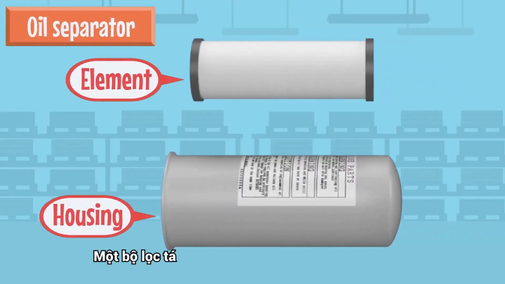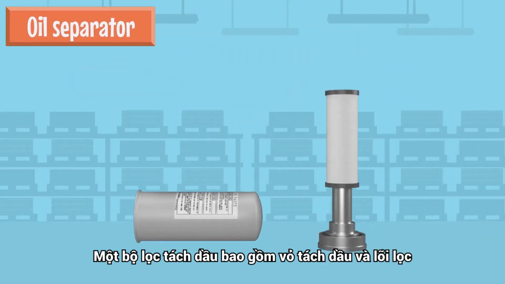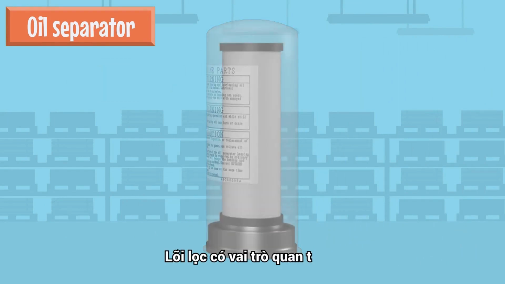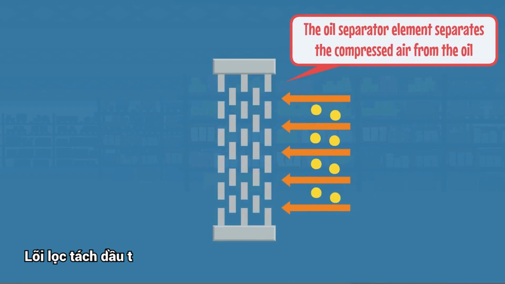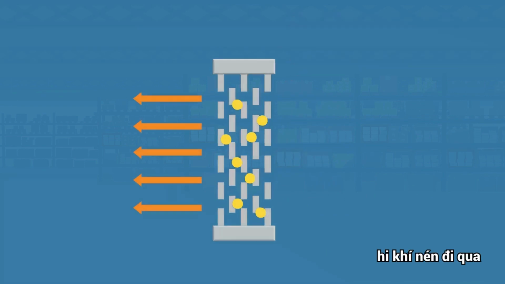An oil separator consists of an oil separator housing and an oil separator element. This element has an important role. The oil separator element separates the compressed air from the oil by capturing the oil in the compressed air that flows from the compression section.